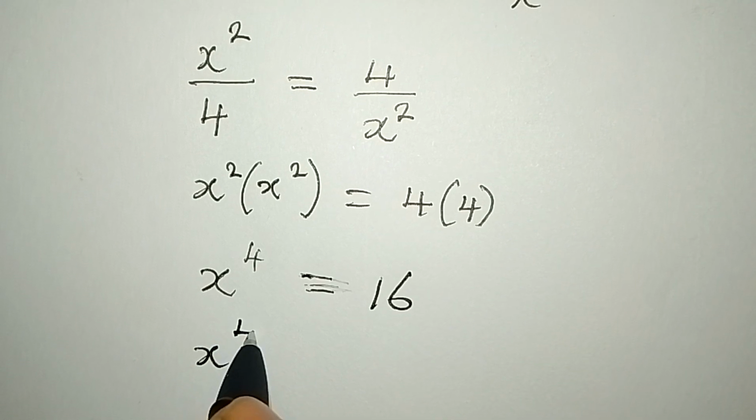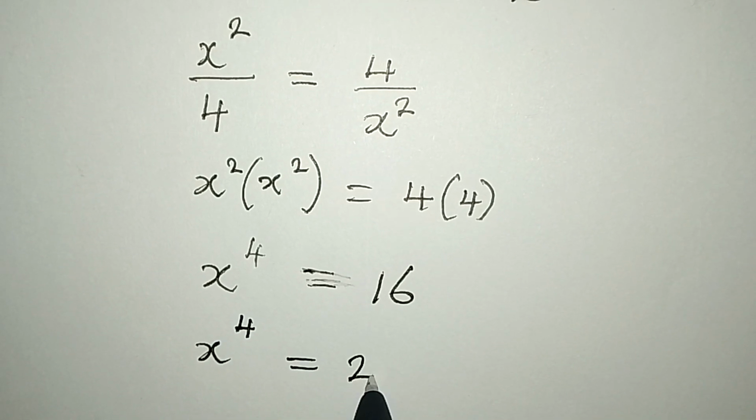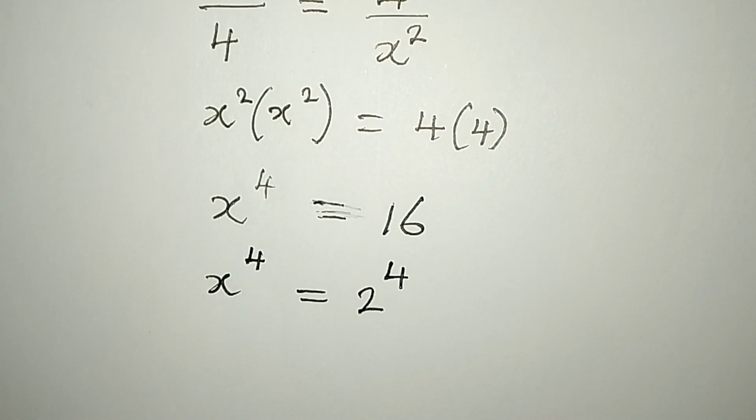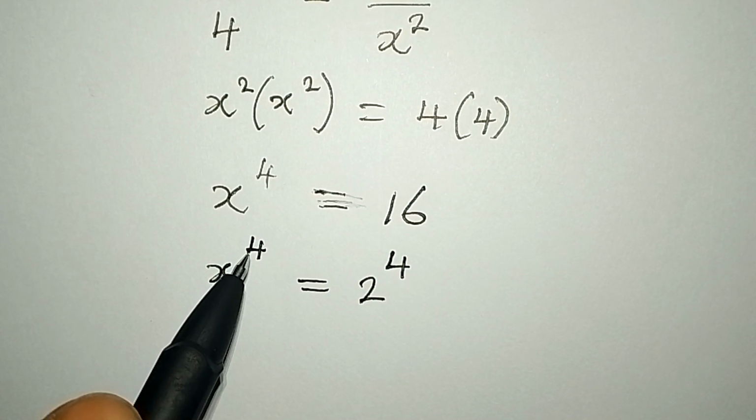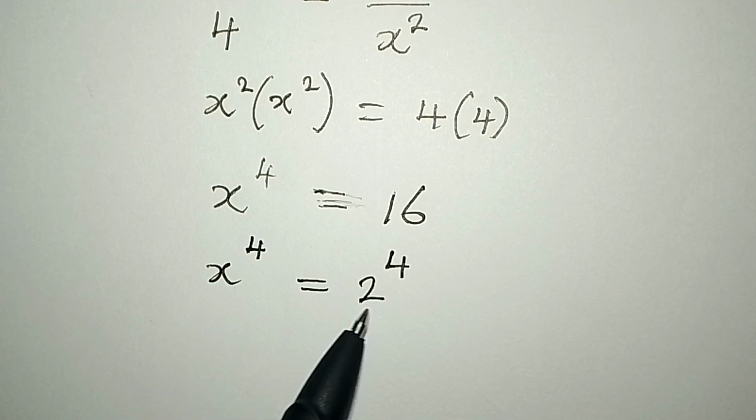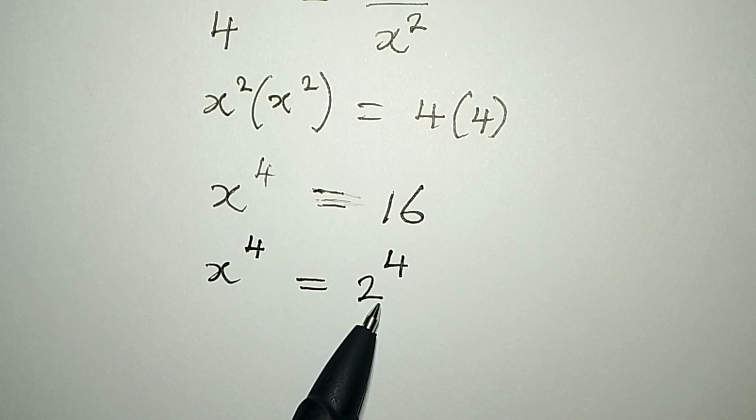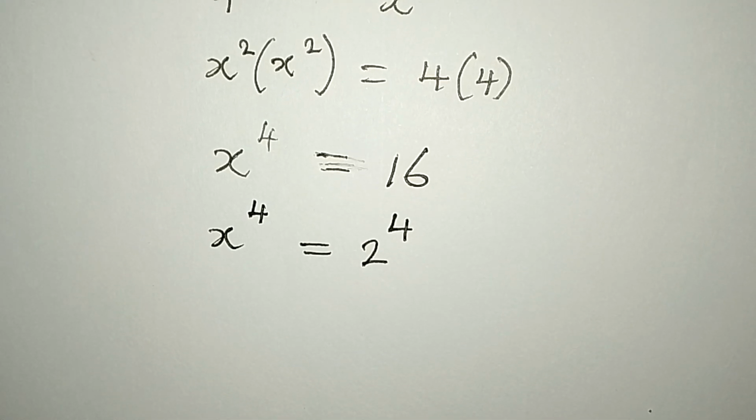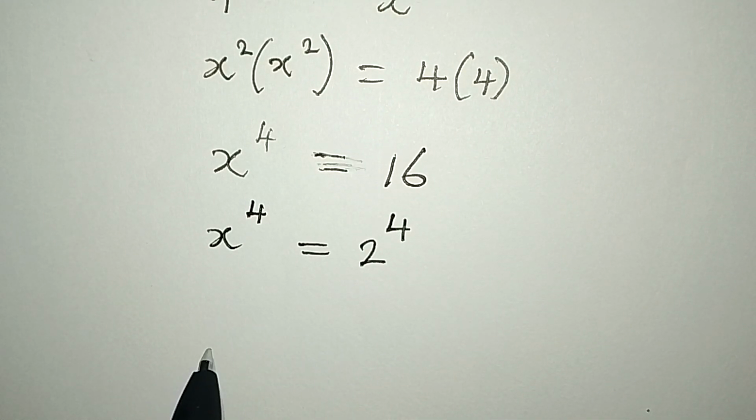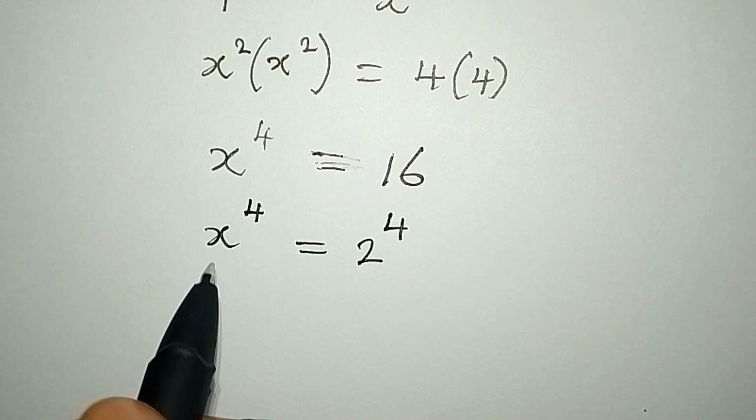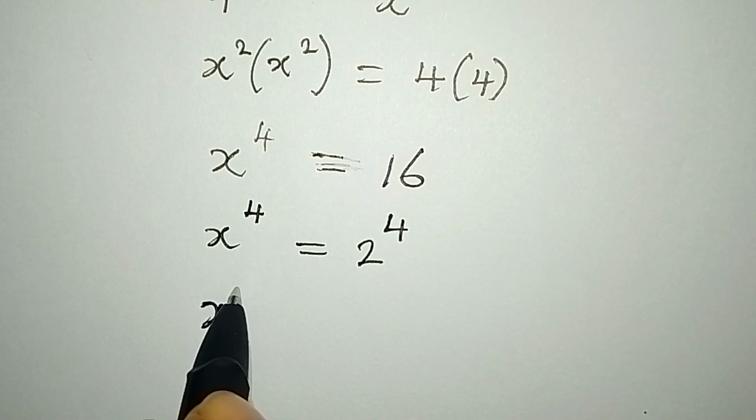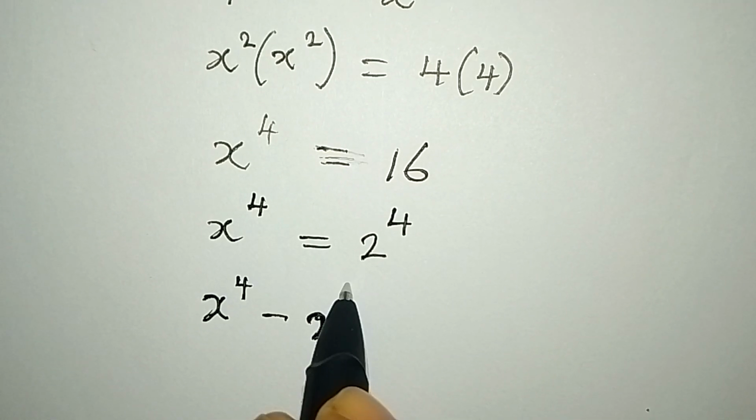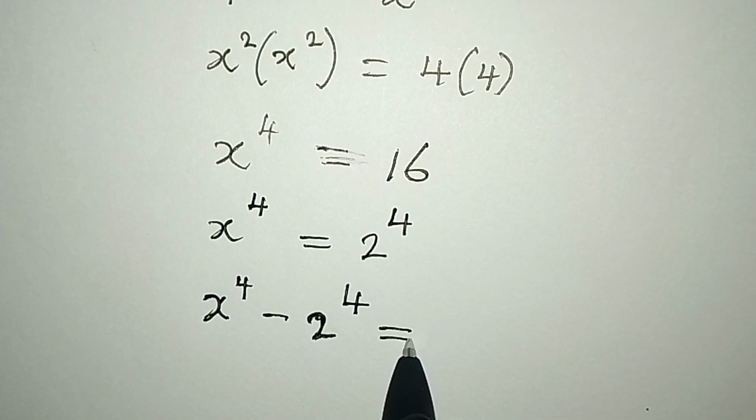Now let's continue from here. This means that x to the power of 4 is equal to 2 to the power of 4. Now we have the same powers. So we can say that x is equal to 2. But that would only give us one solution, and we need to get all the solutions. So take this to the left, and we have x to the power of 4 minus 2 to the power of 4 being equal to 0.